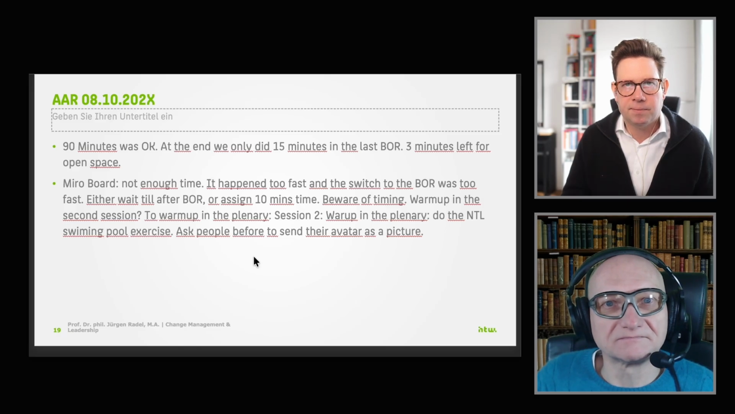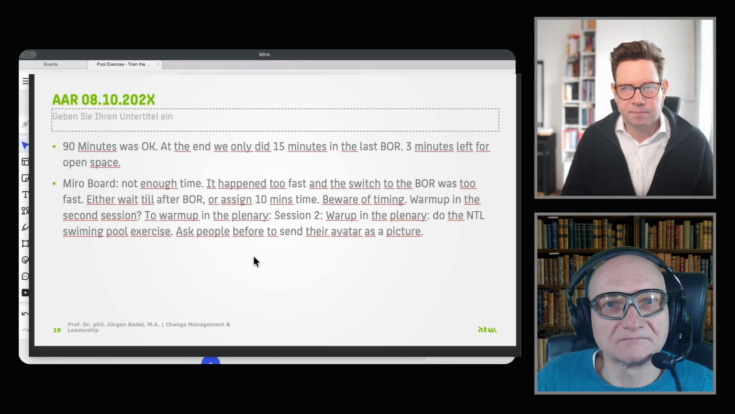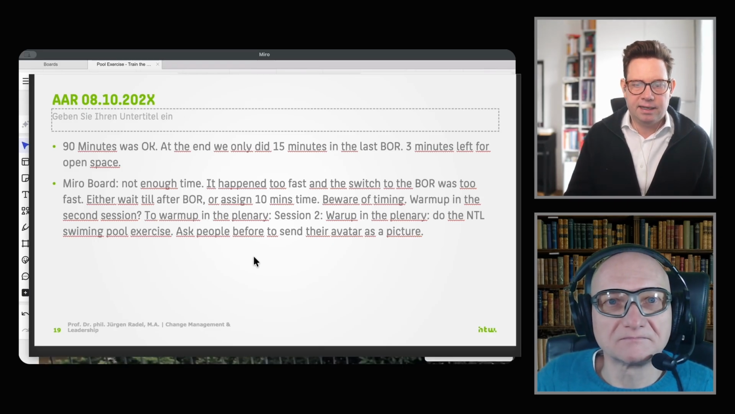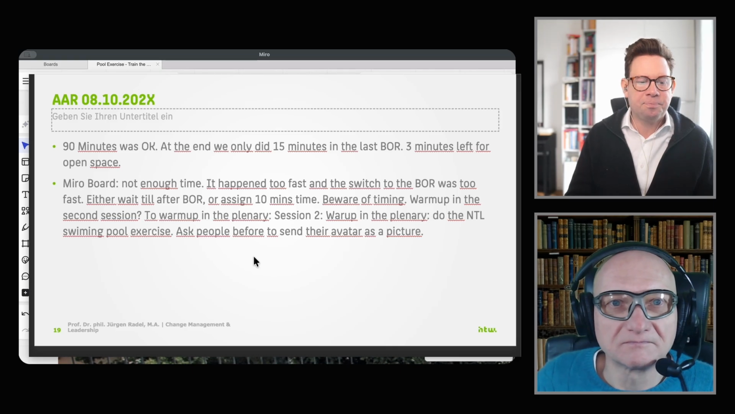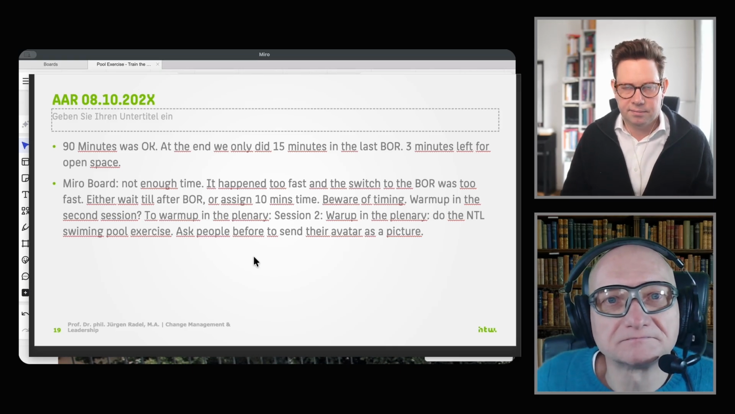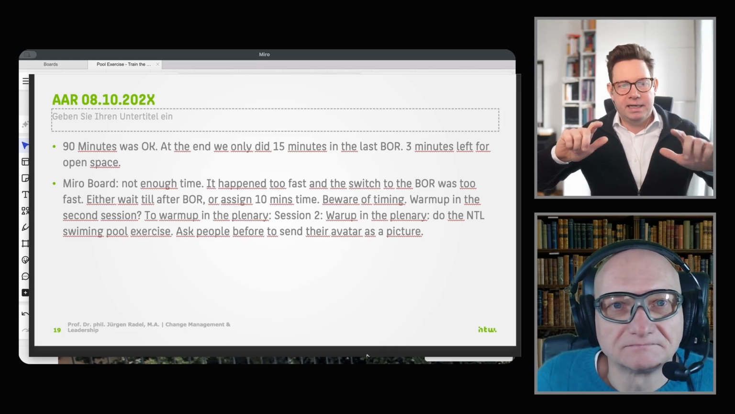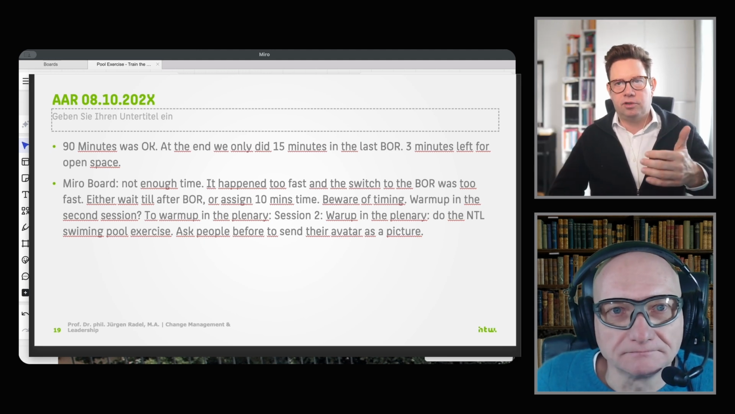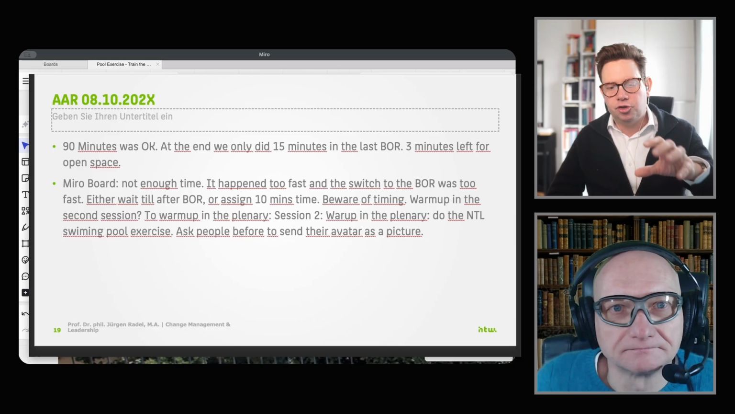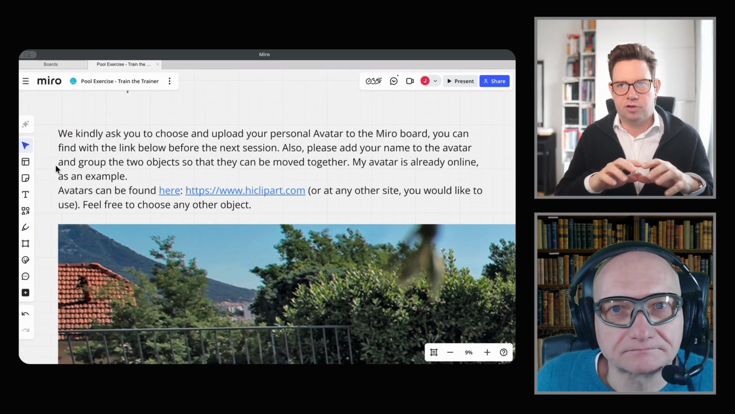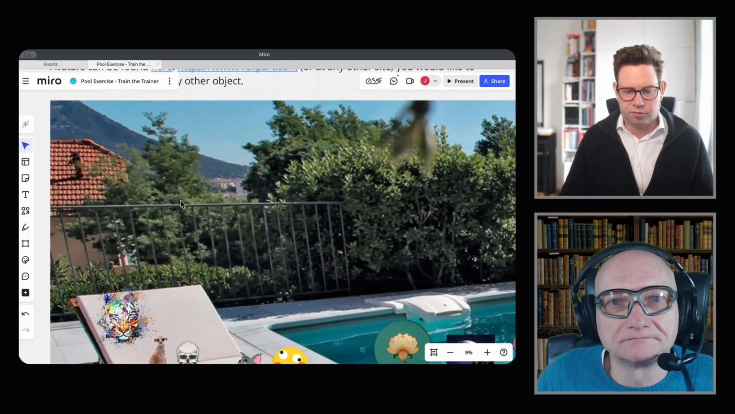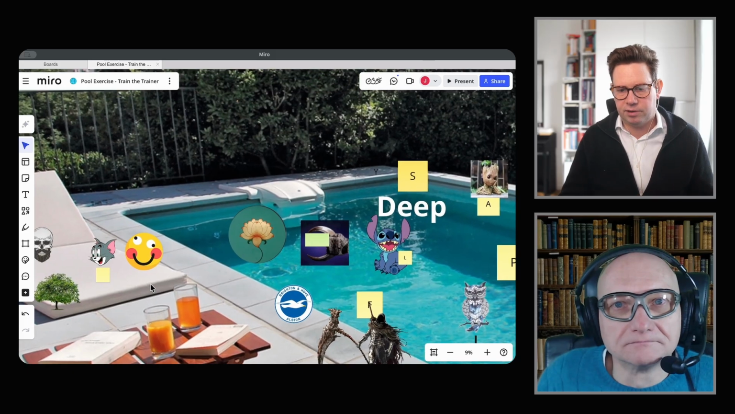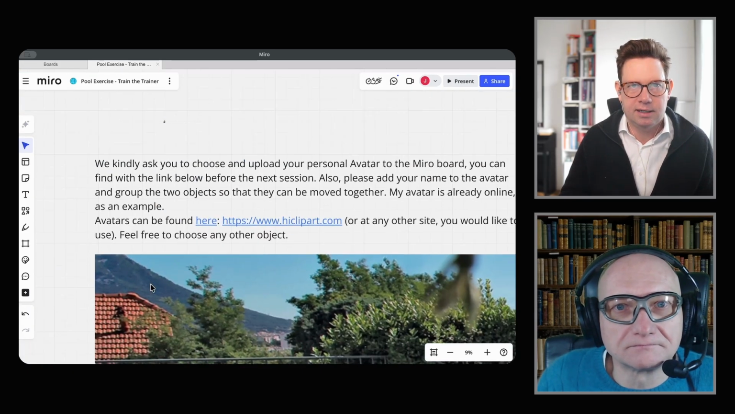Here is the Miro board that we are using. And that is the overview that you're getting. And basically this is the task, so to speak. And we ask them before to upload an avatar to this page. So they get it before the first round. And avatars are the ones that you can see here. I will talk about this in a second.